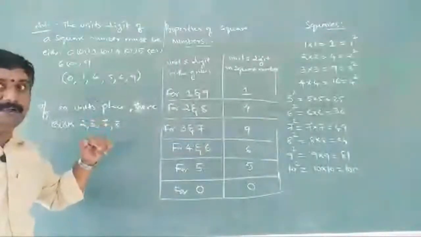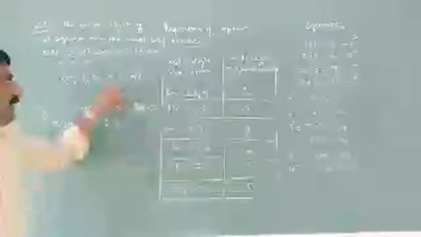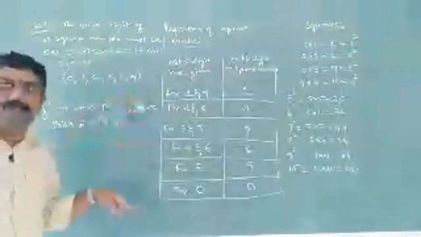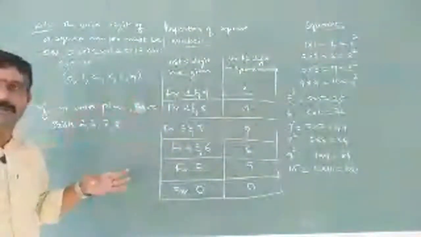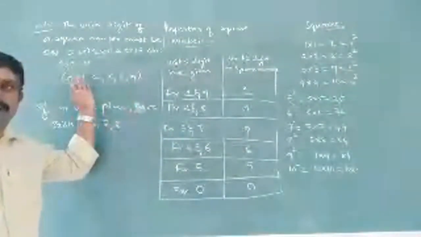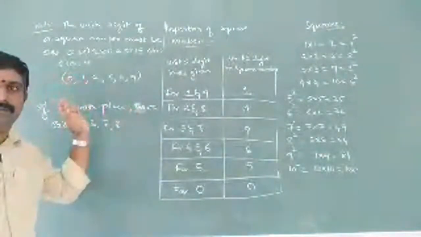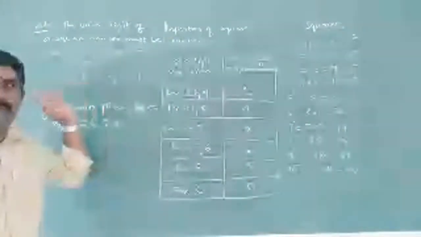We'll get a doubt here. Sir, if you find 0, 1, 4, 5, 6, 9, is it compulsory a square number? No, it may not be. There is a chance of having this square number. It may be or may not be.